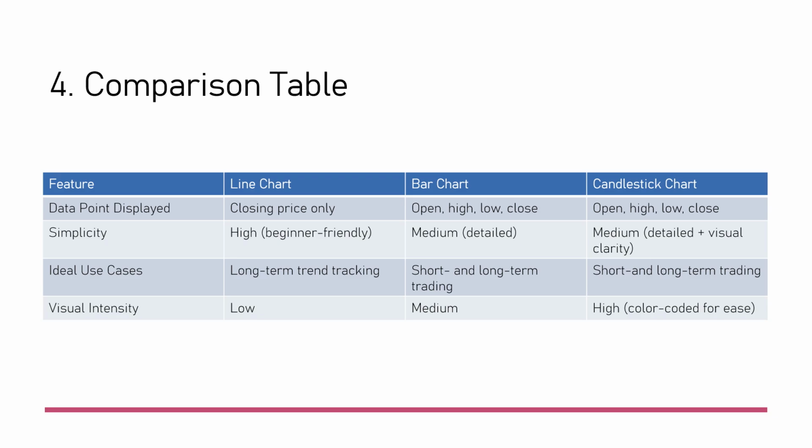Line charts have low visual intensity because they are simple and clean. Bar charts fall somewhere in the middle. Candlestick charts have high visual intensity due to their color coding and wicks, which help traders identify patterns and market sentiment more easily. Overall, the chart you choose depends on the trading strategy and the level of detail you need.